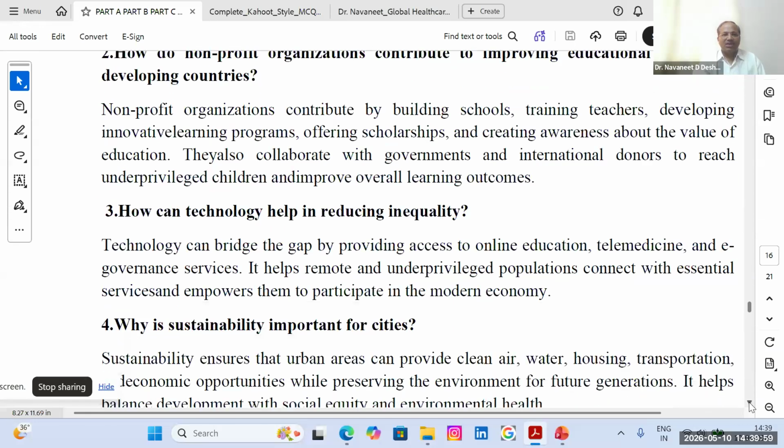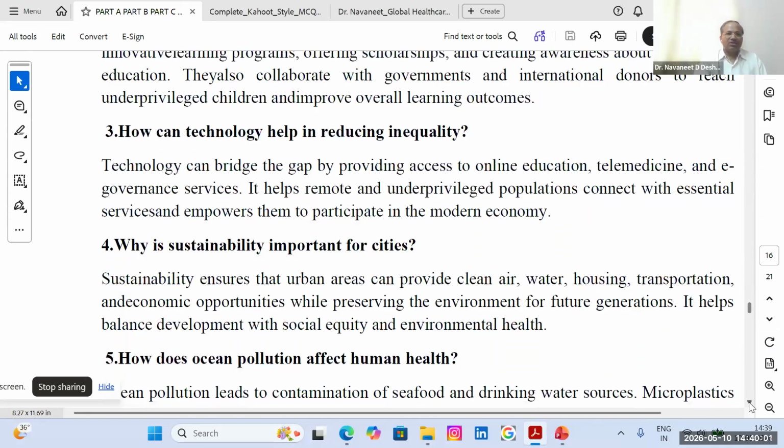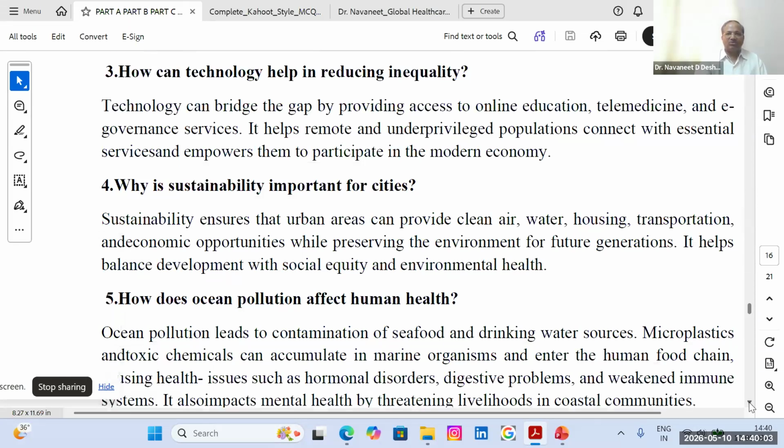How can technology help in reducing inequality? Technology can bridge the gap by providing access to online education, telemedicine, and e-governance services.